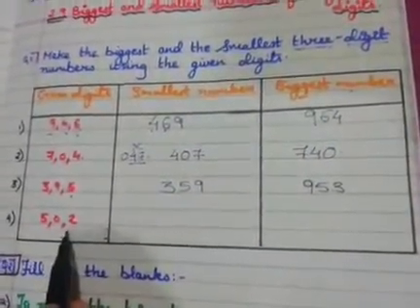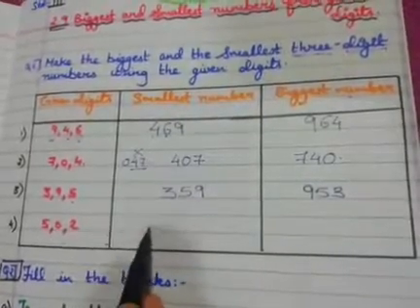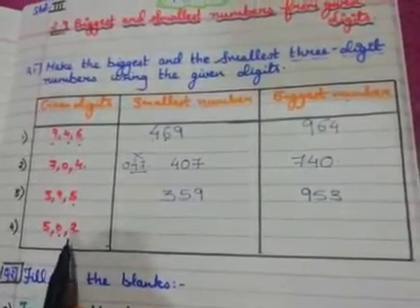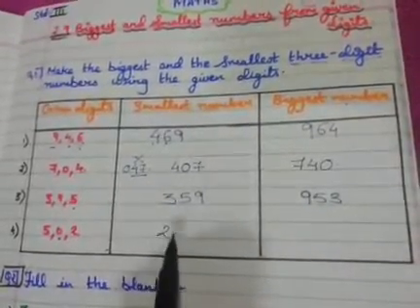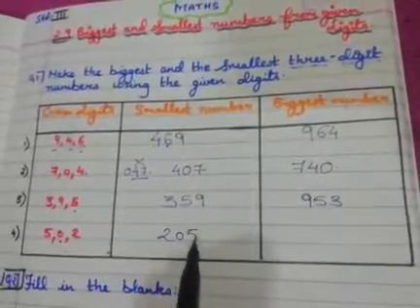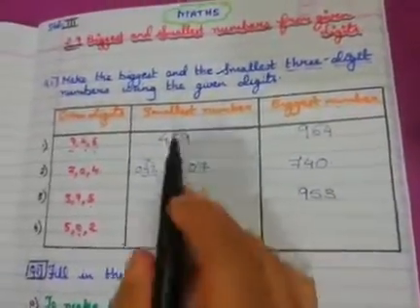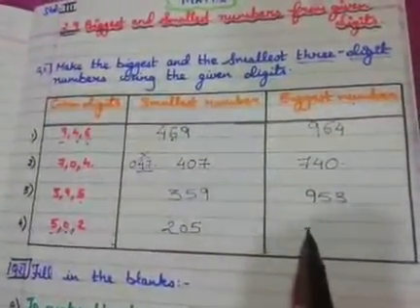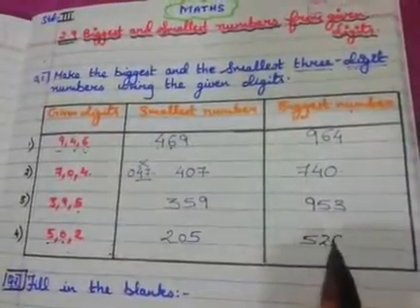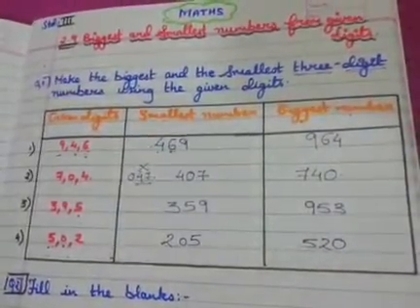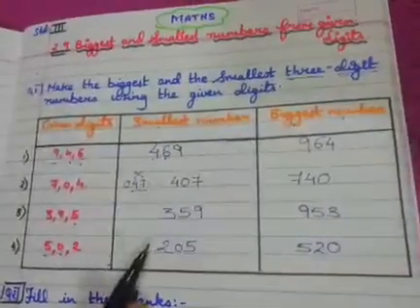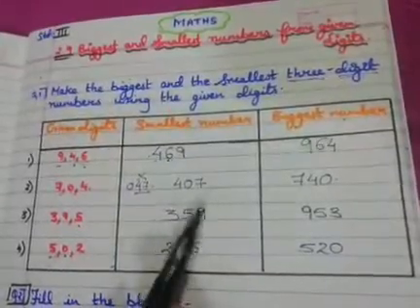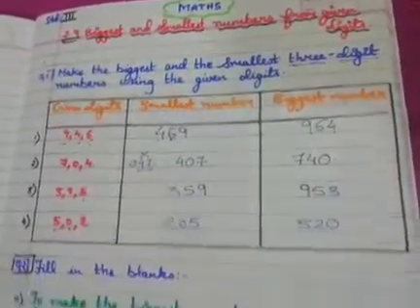502, smallest children. I told you if 0 is there, then in hundreds place you will not put that 0. So which is the other number or the smallest number? 5 and 2. 2. And then put 0 and then 5. 205. It is our smallest number from these given digits. Now biggest 5. Then put 2 and then 0. 520. Okay, so in this way we can make smallest and biggest number from the given digits. And remember, you should not put commas in between.